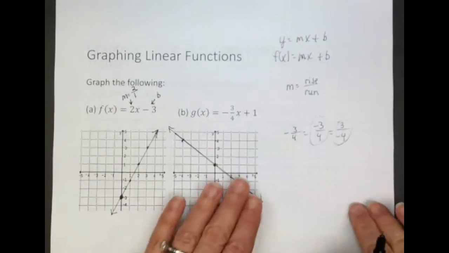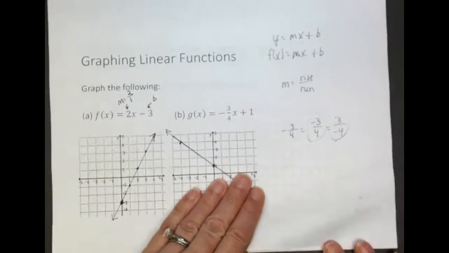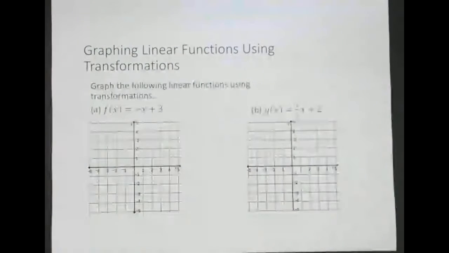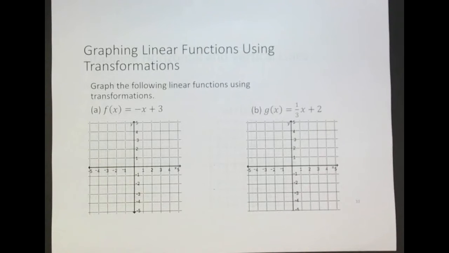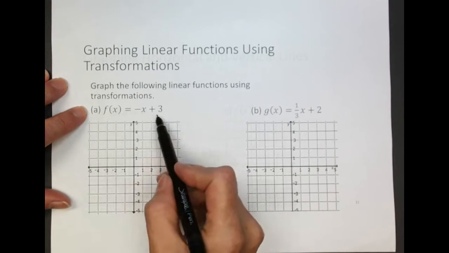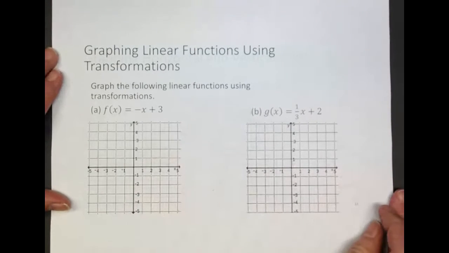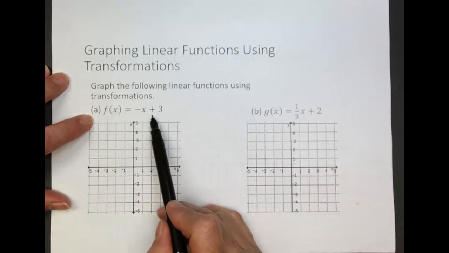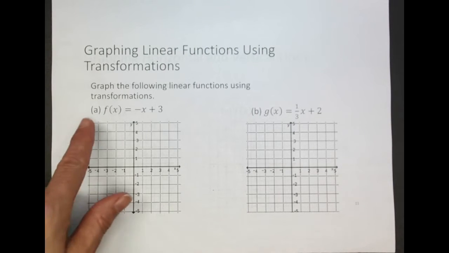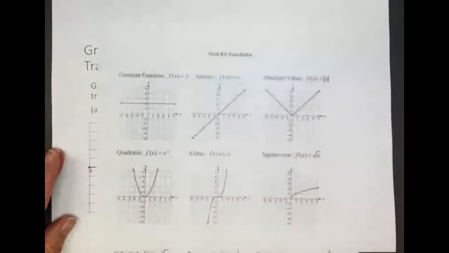Okay, graphs of linear functions. A third way that we could graph a linear function is using transformations. If we look at A here, negative x plus 3, what transformations do we see occurring from the toolkit function? Which toolkit function are we using here? f of x equals negative x plus 3.